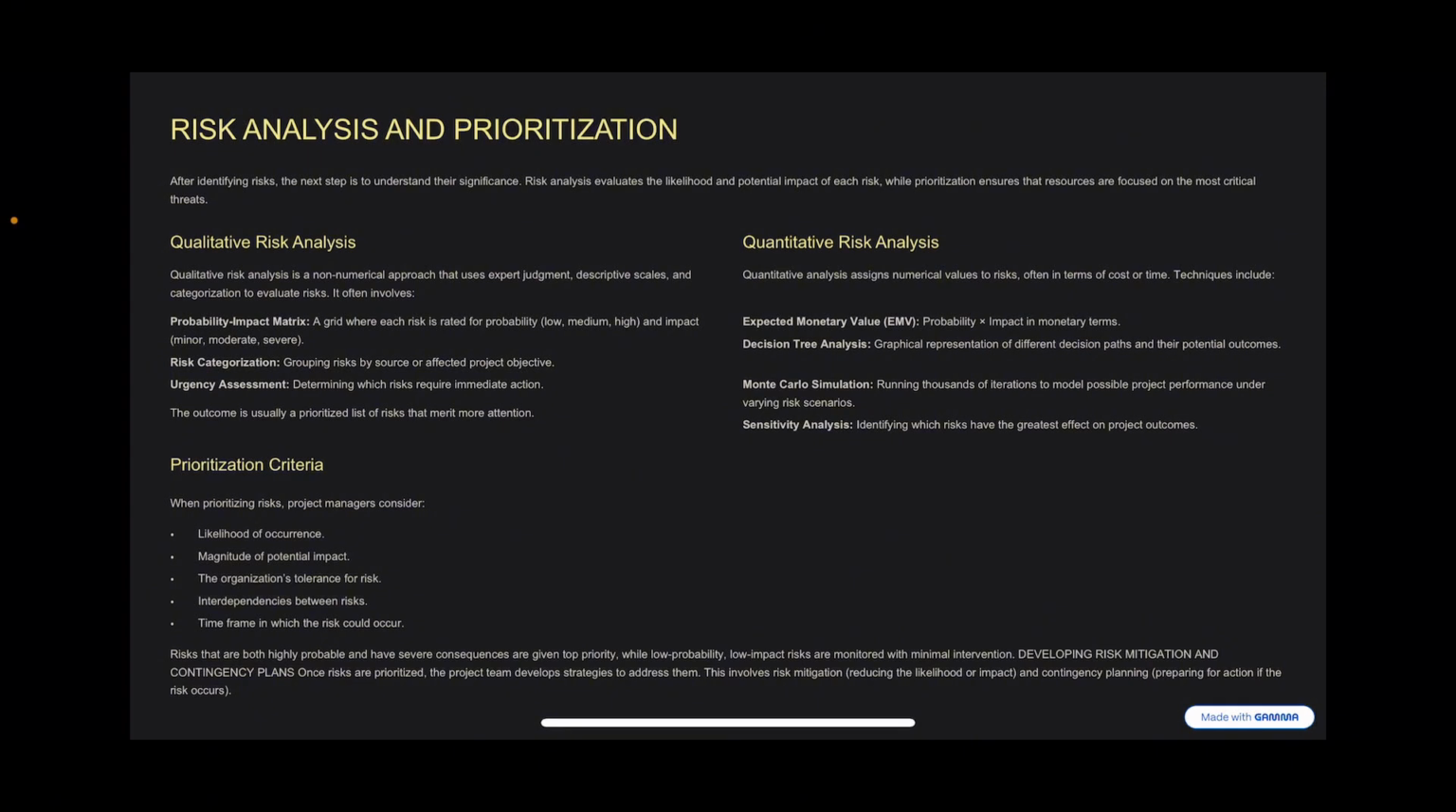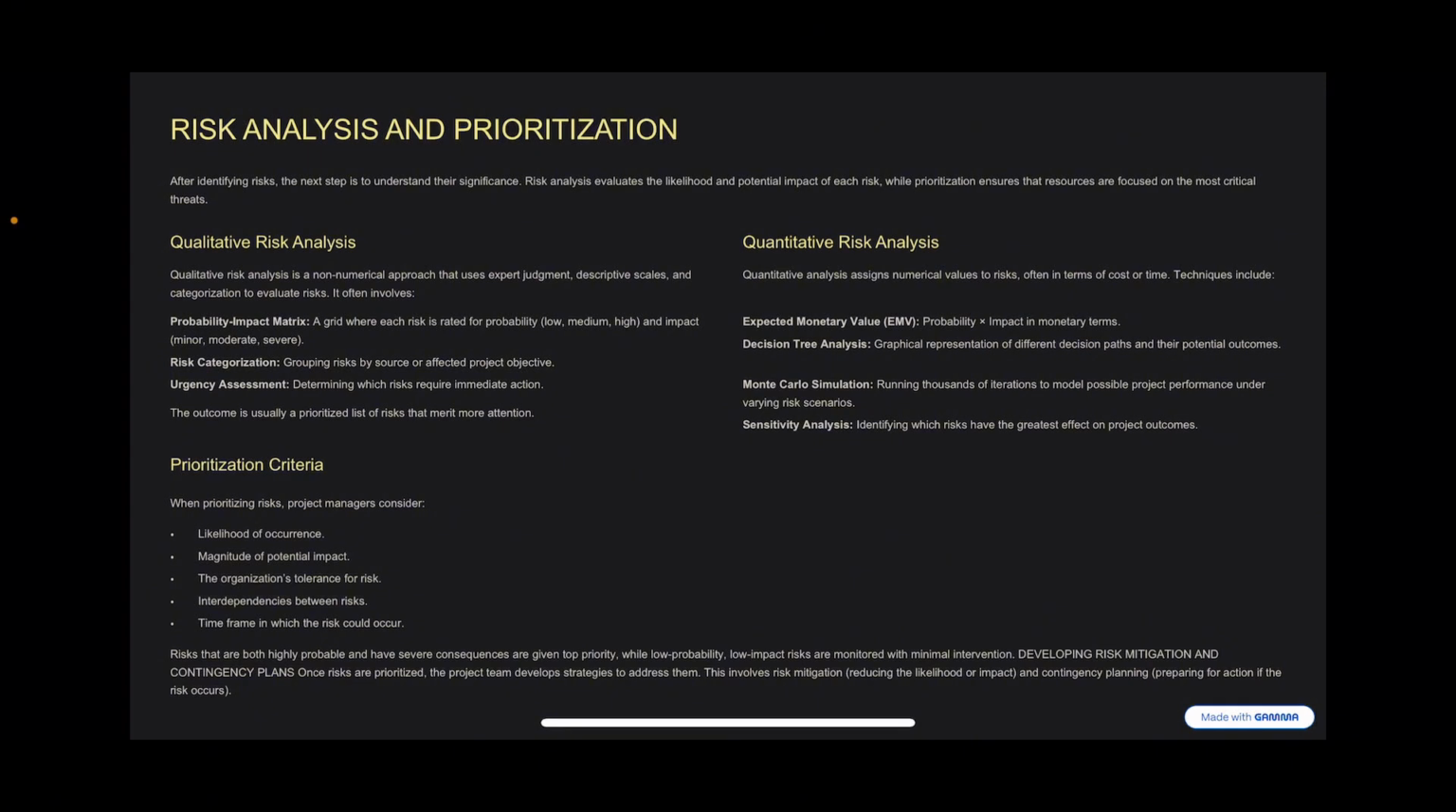Now, moving forward to the quantitative risk analysis. The quantitative analysis assigns numerical value to risks, often in terms of cost or time. Now, the techniques include one, expected monetary value, EMV. That's the probability by the impact in monetary terms. That is the probability of the rain falling and what impact would it have in monetary terms? How much would it cost us? We have the decision tree analysis, which I should talk about later.